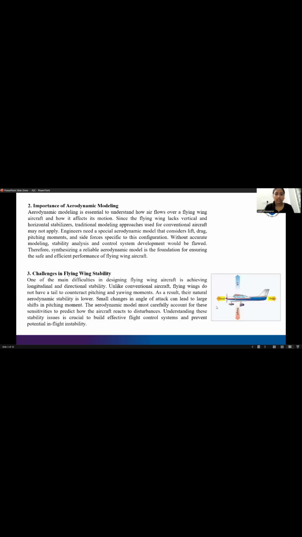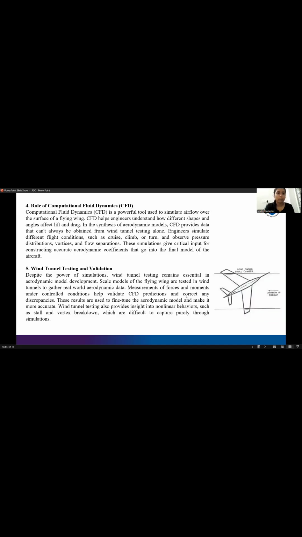Small changes in angle of attack can lead to a large shift in pitching moment. The aerodynamic model must carefully account for these sensitivities to predict how the aircraft reacts to disturbances. Understanding these stability issues is crucial to build effective flight control systems and prevent potential in-flight instability.